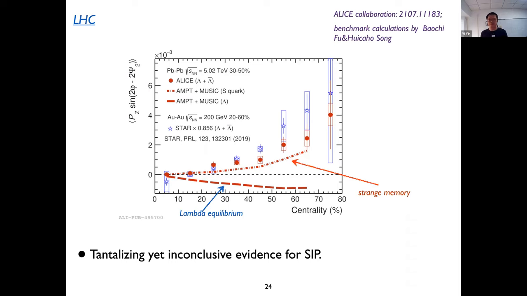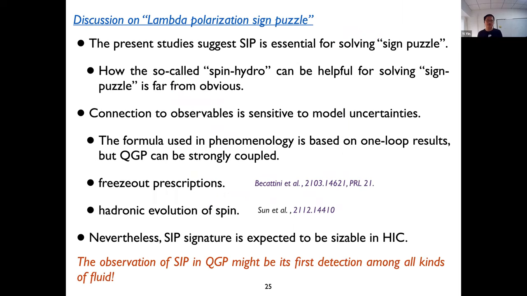So this brings me to the last slides on the sieve effects. Given the current theoretical study and experiment data, I think the sieve effect is the most promising way to understand the sign puzzle, the previous discrepancy between the theory prediction and differential spin polarization measurement. With the sieve, you will see we can recover the qualitative agreement.